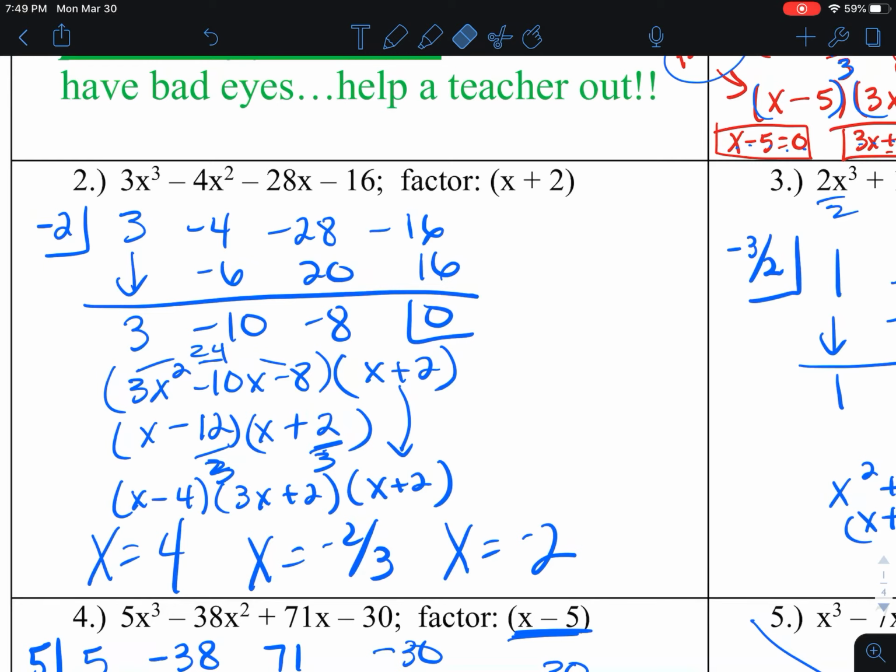But number 2 seemed to be okay. I think most people did okay with that. So you ended up with 4, -2/3, and -2. Again, if you did not end up with those as your zeros, then you need to check the work that is here. And if you don't understand it, then you need to contact me.